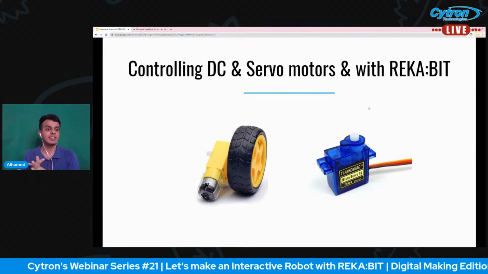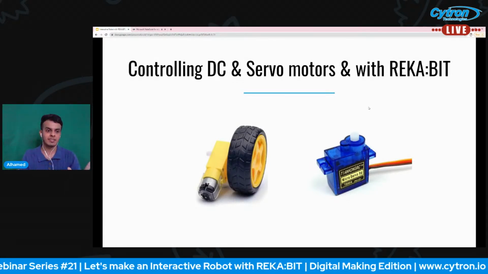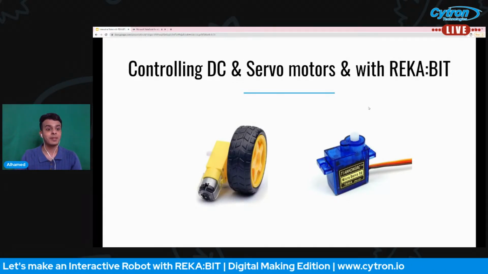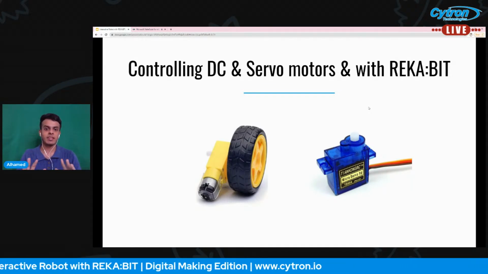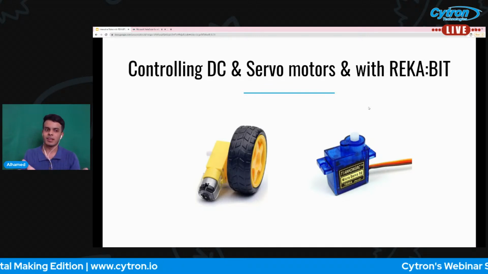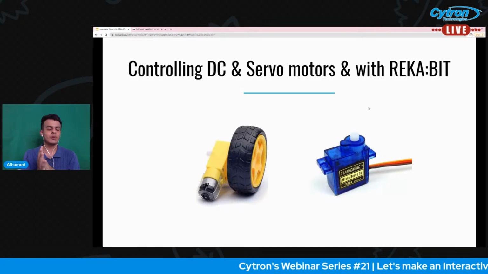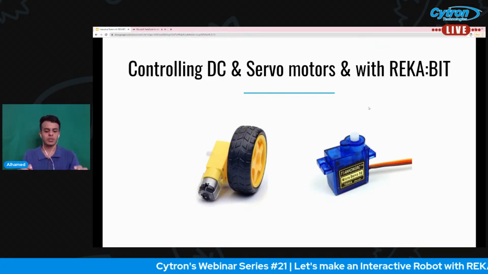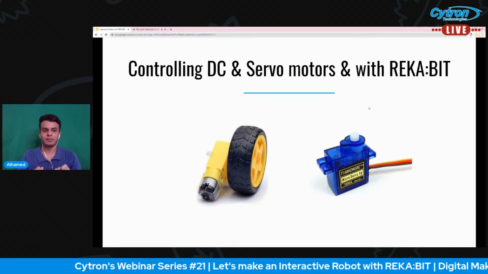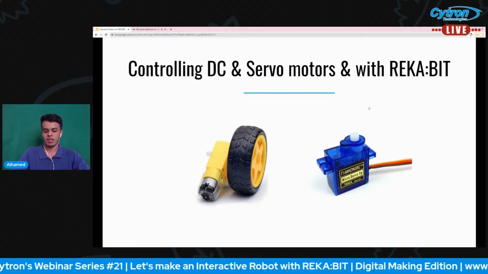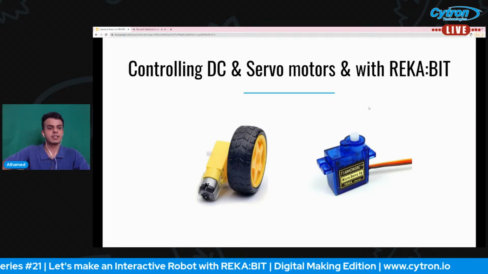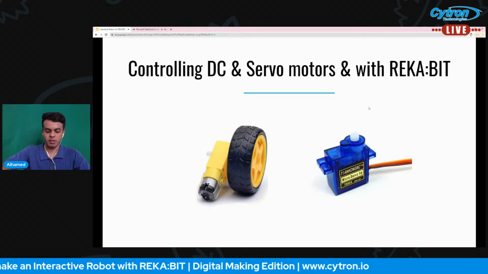Controlling DC and servo motors. This one is really easy because the Rekabit extension made everything easy for us. All we have to do is connect the servo motor and the DC motor to the Rekabit, and then we are left with the programming part, which will be really easy for us. So let's start by connecting the components.